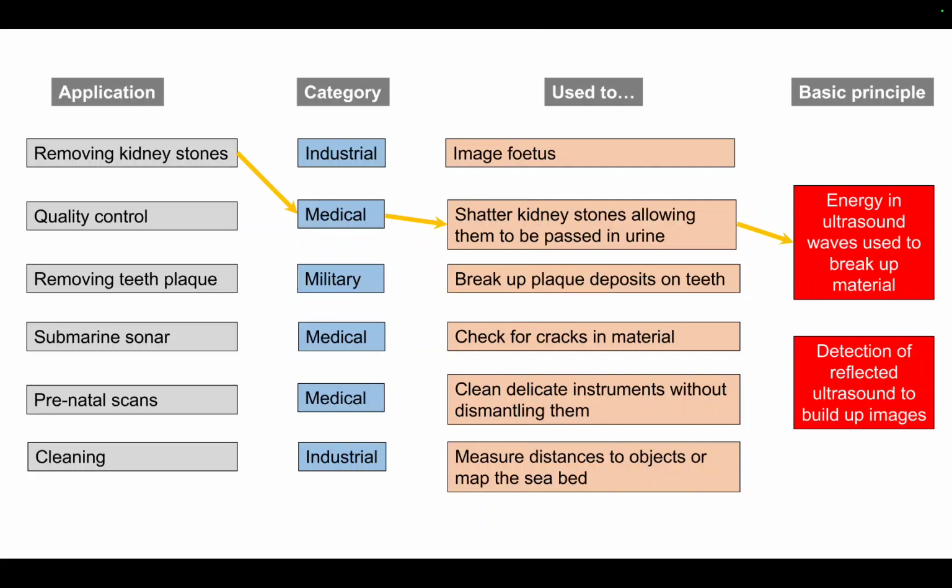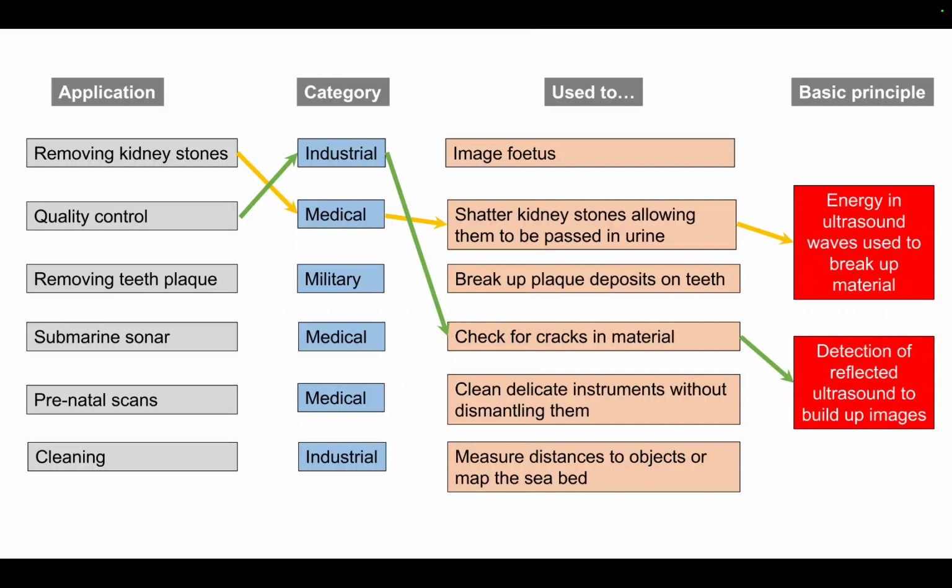Right, okay, so I'm going to have a look at this one. So, removing kidney stones, that's a medical. So what we do is shatter the kidney stones, allowing them to be passed in urine, and the basic principle is energy in ultrasound waves used to break up the material. So let's look at the next one. So quality control, that's industrial. And we can use that to check for cracks in materials. We've just done a question on that one. And that's detection of reflected ultrasound to build up images.